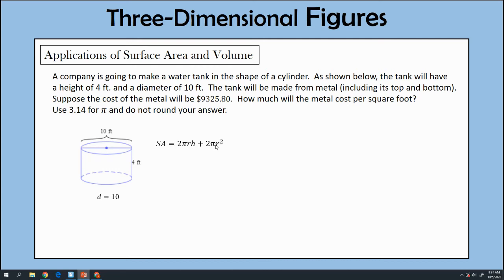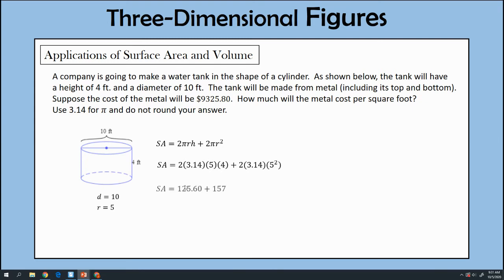In the formula, we're using radius, not diameter. They give us diameter, so let's quickly convert that to a radius. We want to use a radius of 5 in this problem. Okay, so plugging in our values: 2 times 3.14 times 5 times 4. 5 is the radius, 4 is the height. 2 times pi times radius squared, 5 squared.